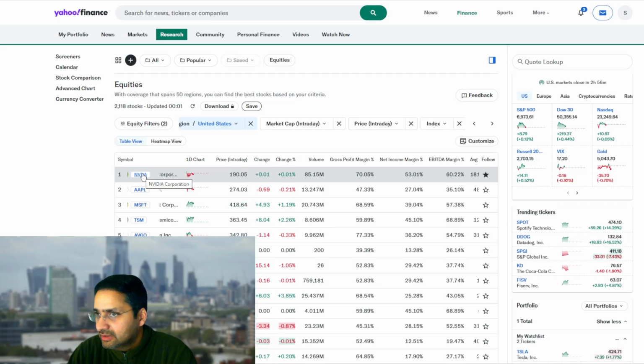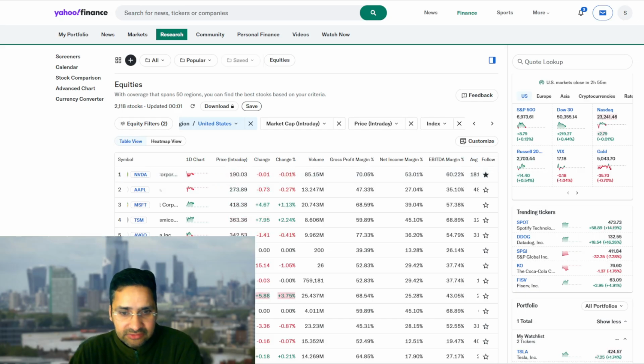So if you see Nvidia has got a gross profit margin of 70%, however, the net income margin is also not too bad, it's 53%. Now, obviously, Nvidia will have to put in a lot of money in research and development, but the thing is that the technology company is not reliant on a lot of input costs like in the manufacturing sector or real estate.